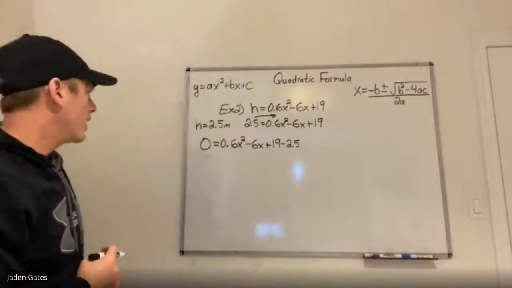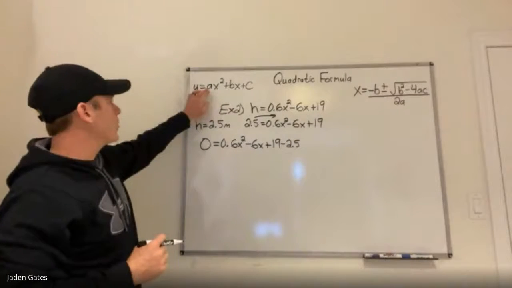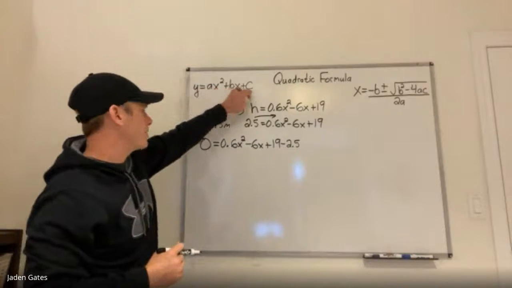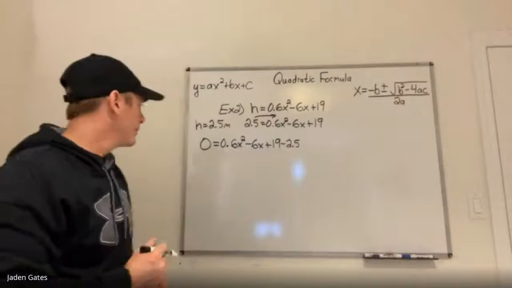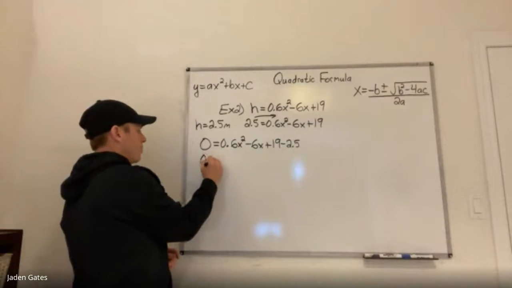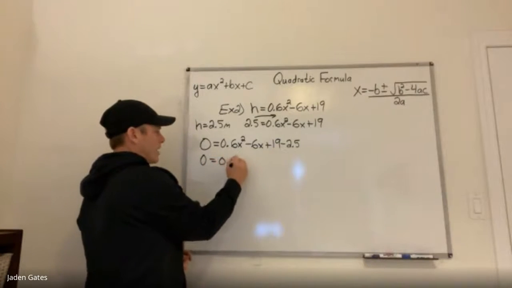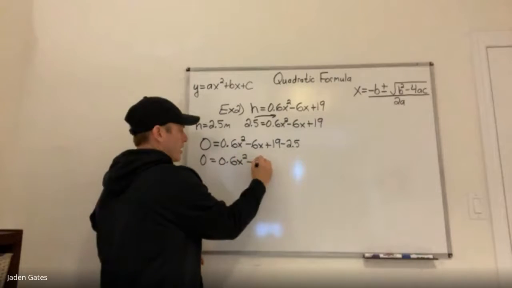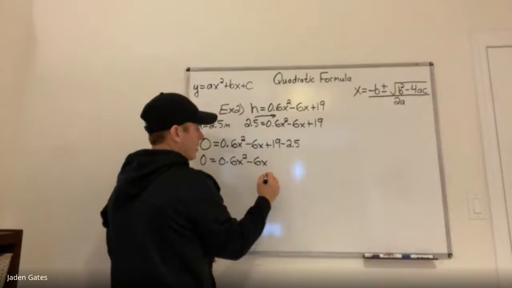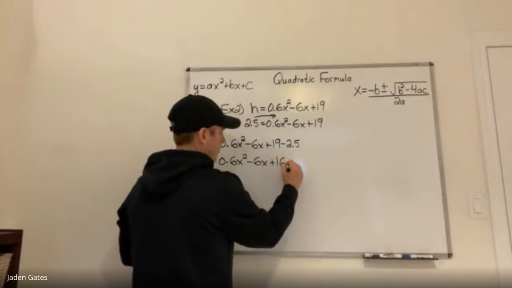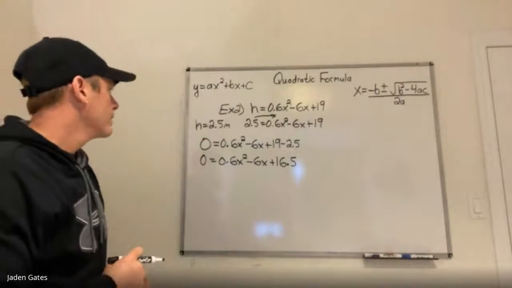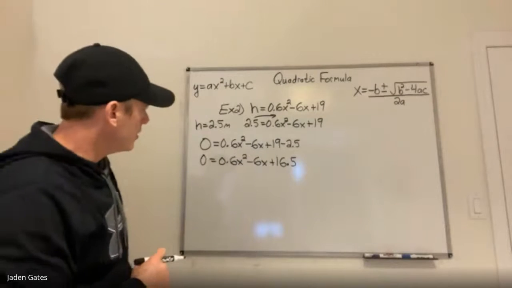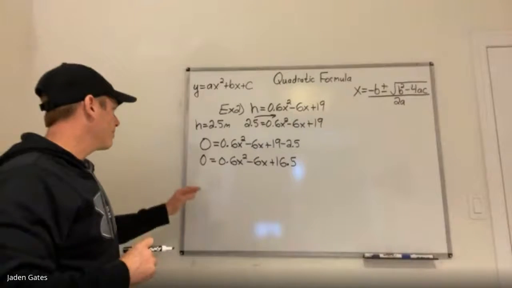All right, again, I want this in the form y equals ax squared plus bx plus c. So I got to put these numbers together, so I just have one c value. All right, so I have 0 equals 0.6x squared minus 6x, let's see here, plus 16.5. 19 minus 2.5, yeah, that's right. Actually, yep, 16.5. All right, good.